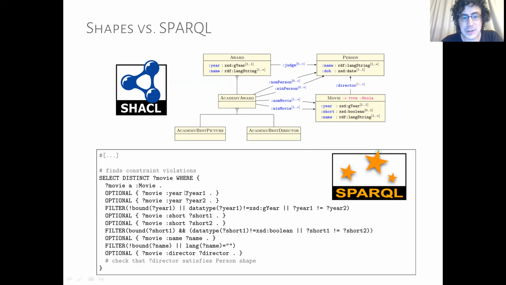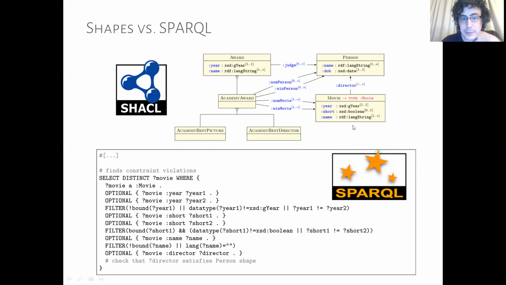Okay, and then we optionally try to find years if they're available. If we find that there's no year available, or the data type of some year is not a G year, or there exist 2 years that are different, that means that there must be multiple years and we expect at most one, then that's going to be a constraint violation.